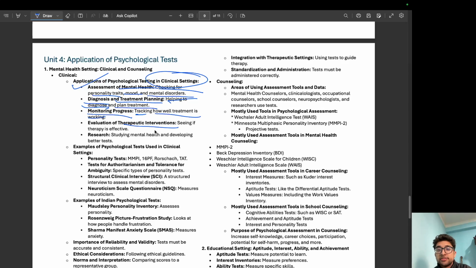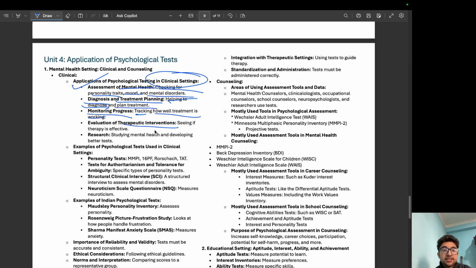So there are aptitude tests, which measure potential to learn. There are interest inventories, which measure preference. There are ability tests, which measure specific skills. There are achievement tests, which measure what has been learned. Qualities of a well-constructed test: it should include situational items of moderate length and difficulty. It's this extra stuff, I don't think it's quite important.